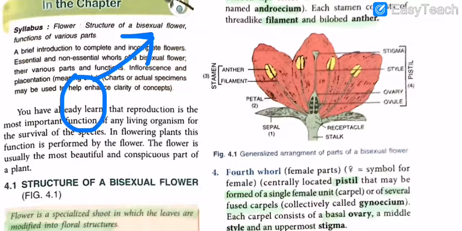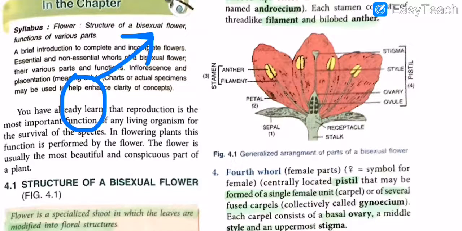So a male structure is called a stamen, but they're collectively called an androecium. So they're almost the same thing but different names, alright? Now each stamen consists of a thread-like filament and a bilobed anther. So they have a bilobed tip. Alright, clear? As you can see over here, the filament is so small, so light, like a thread-like structure. And then you have a bilobed anther.